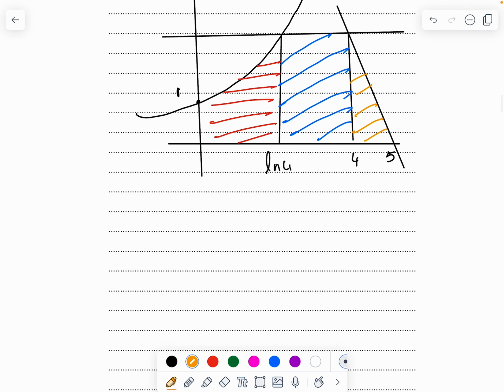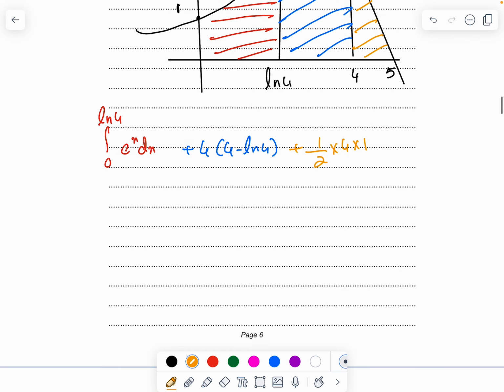So the first region is 0 to ln 4 e power x dx, whereas the second region is a rectangle, length times width, and whereas the third region is a triangle, half times 4 times 1. When I simplify all this, I'll be getting 21 minus 4 ln 4 as the answer.